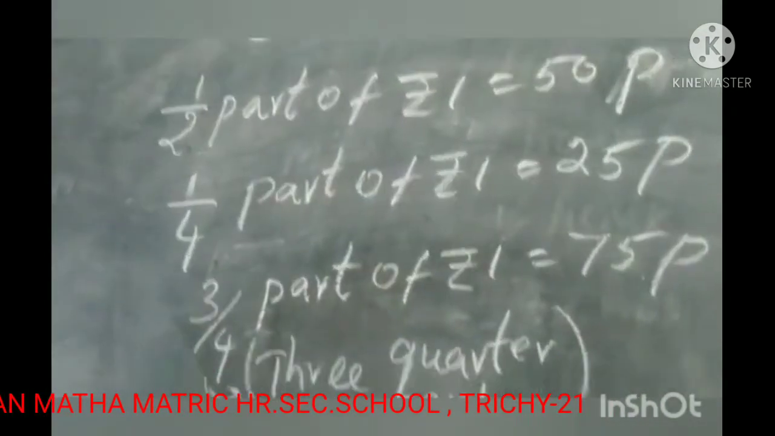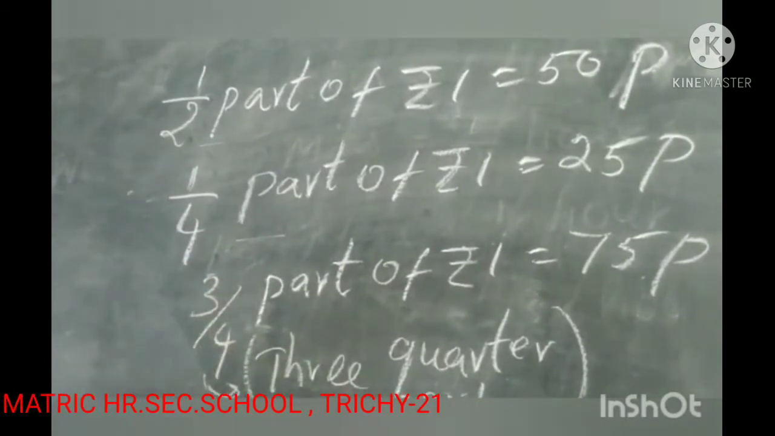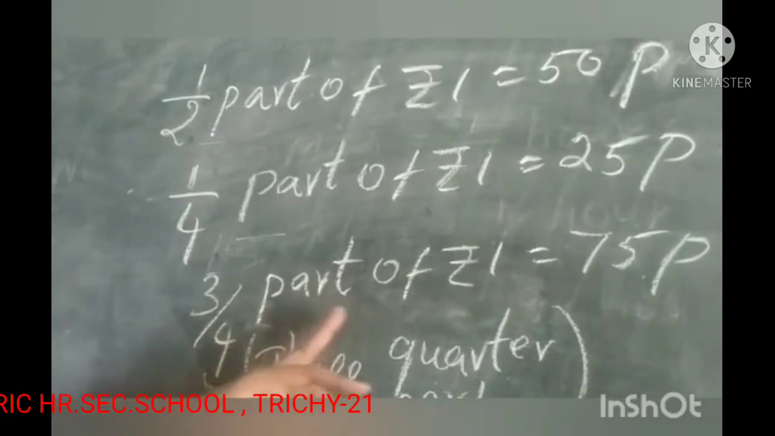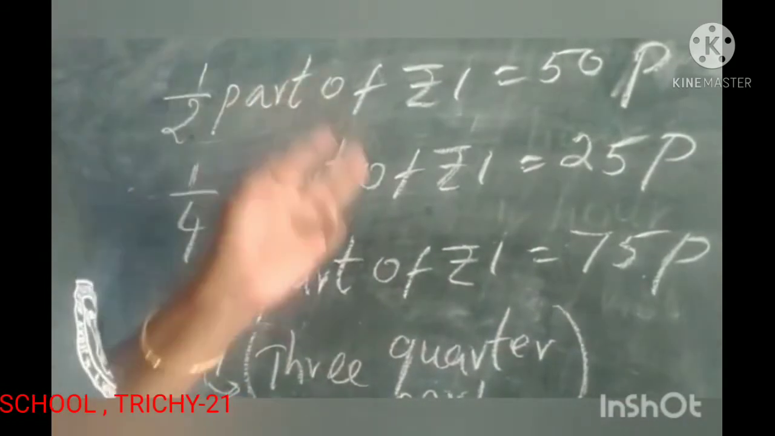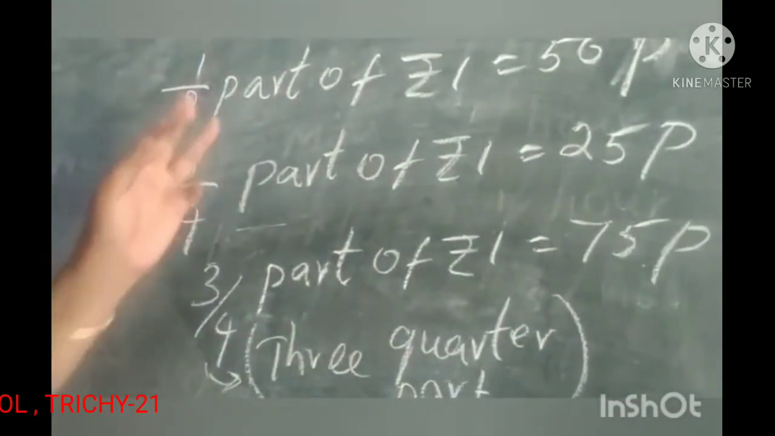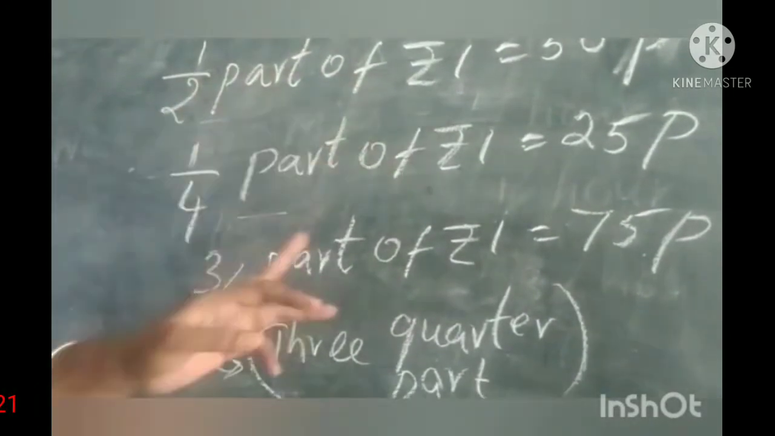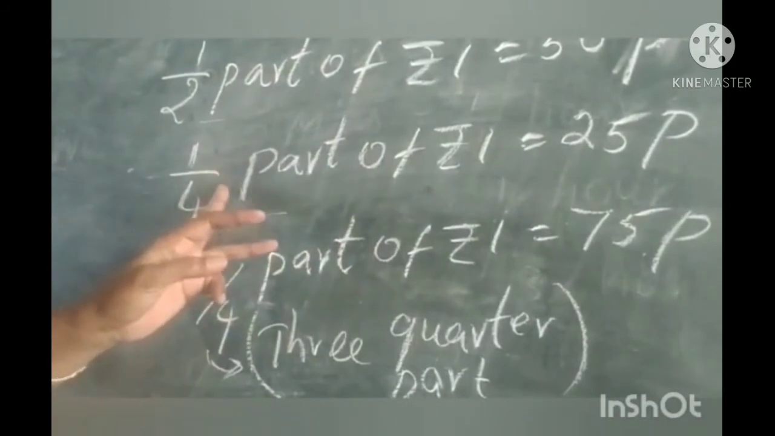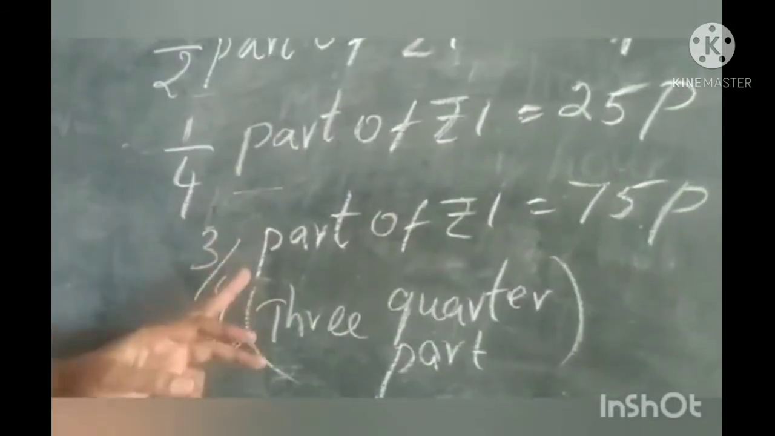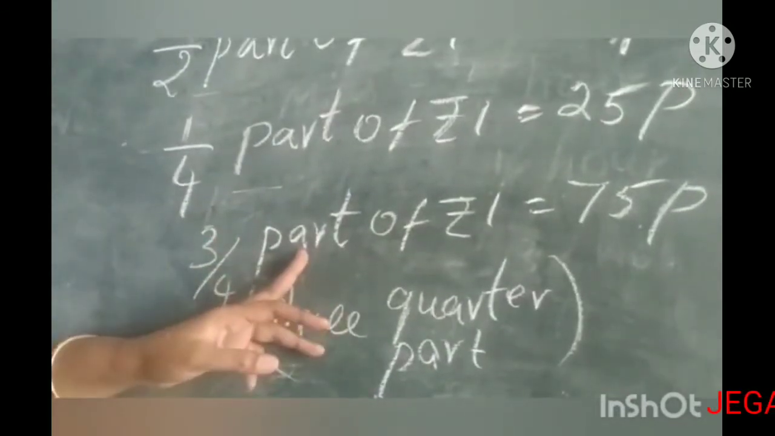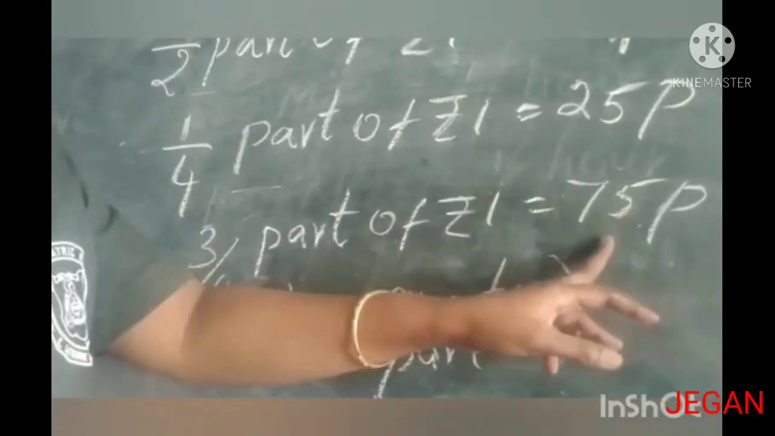Already we know that. Next one is 3/4. Now 3 by 4 part of 1 rupee, that is 75 paise. Here in this heading money we can use fractions. So first one is the whole is 100 paise. Half part of 1 rupee is 50 paise. 1/4 quarter part of 1 rupee equal to 25 paise. Then 3/4 part of 1 rupee equal to 75 paise.